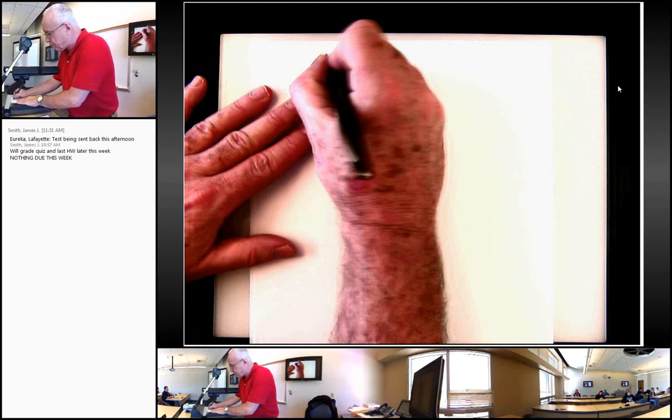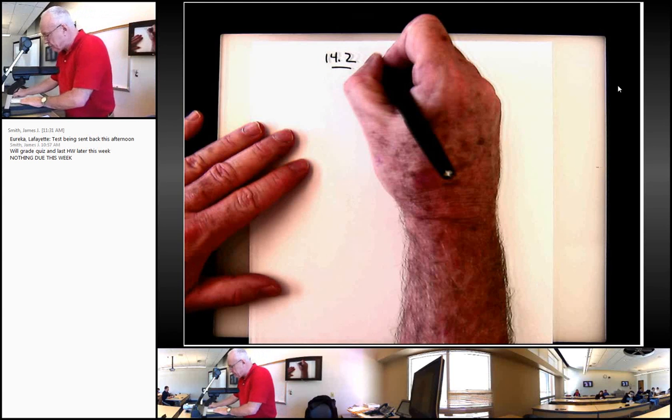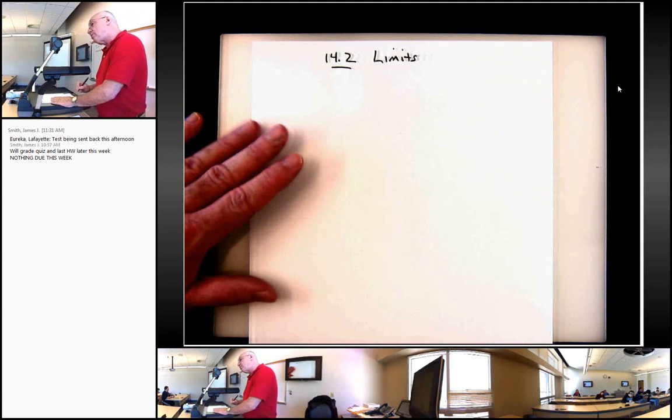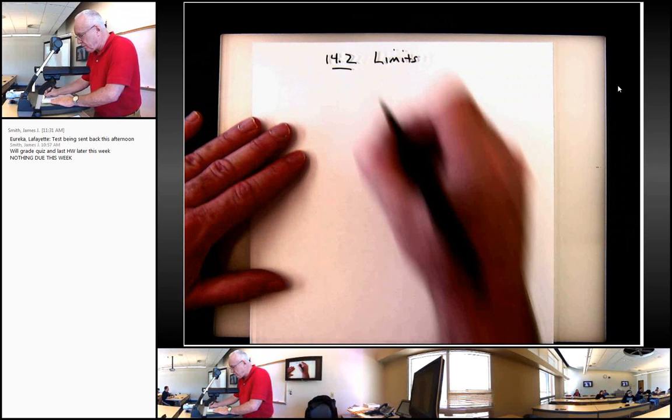This next section I don't think is too bad, but it's about limits of these functions. So this is 14.2 now. We're talking about limits of these functions of two variables, and we're also talking about where they are continuous.